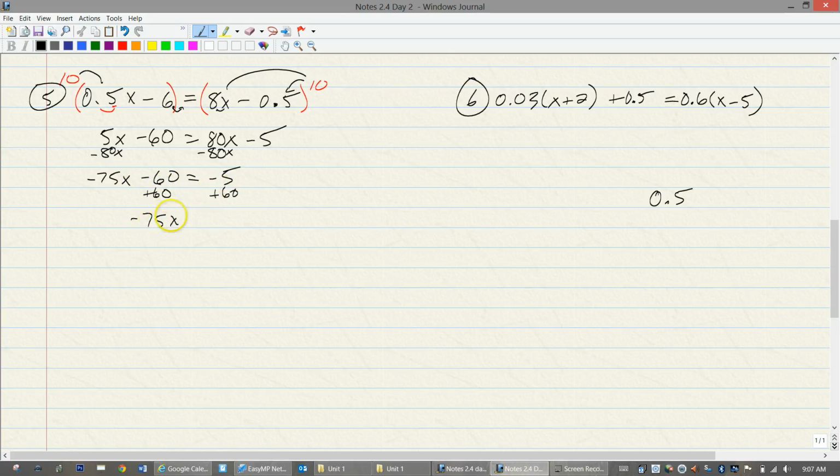Negative 75x equals 55. Divide by negative 75. You get x is negative 55 over 75. Right? Can we reduce that? What can we reduce it by? By 5. So it'd be negative 11 over, what's 75 divided by 5? 15. Right? Negative 11/15.